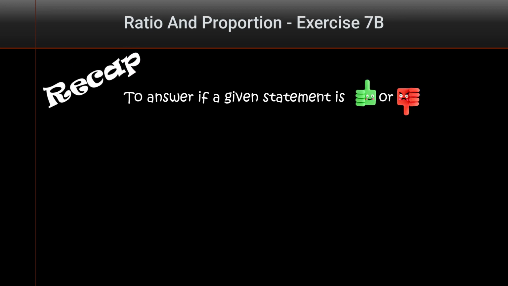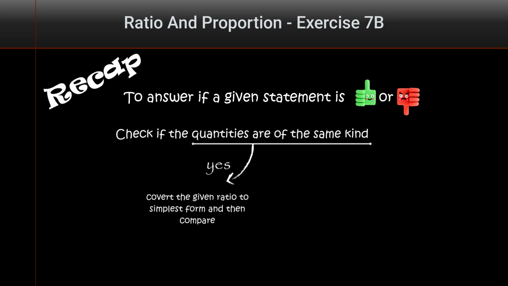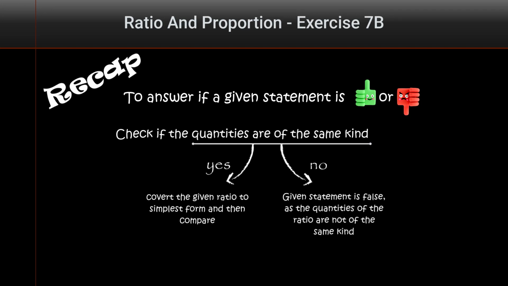You got to remember, when you check if a given statement is true or false, first check if the quantities are of the same kind. If they are of the same kind, then you can reduce the given ratio to simplest form and then compare. But if the ratios are not of the same kind, then straight away you can write the answer that the given statement is false, and you can write the reason the quantities are not of the same kind.